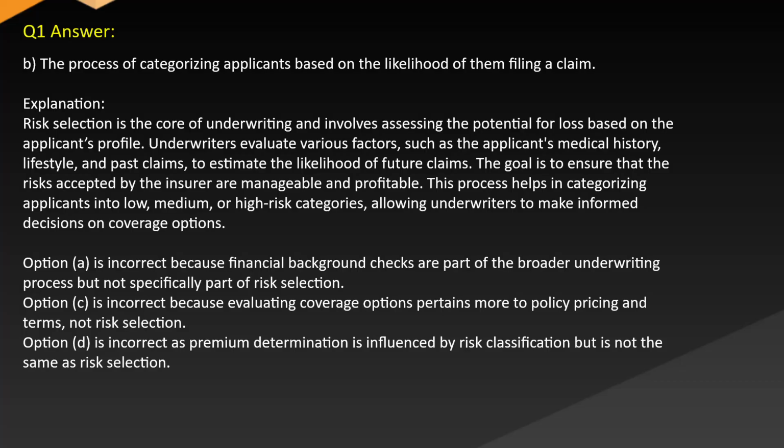This process helps in categorizing applicants into low, medium, or high-risk categories, allowing underwriters to make informed decisions on coverage options. Option A is incorrect because financial background checks are part of the broader underwriting process but not specifically part of risk selection. Option C is incorrect because evaluating coverage options pertains more to policy pricing and terms, not risk selection. Option D is incorrect as premium determination is influenced by risk classification but is not the same as risk selection.